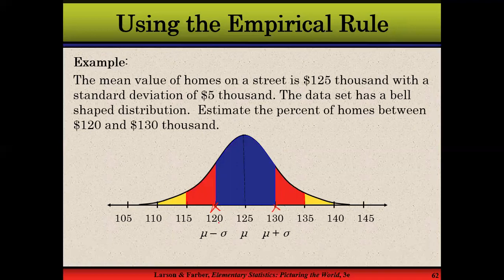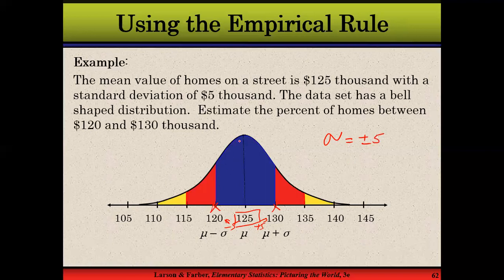And both of these values are only one standard deviation away from the mean. Why? Because the mean is 125,000 and the standard deviation is 5,000. If you add one standard deviation of 5,000, you get 130,000. If you deduct that, you get 120,000. So as I told you, standard deviation is always positive as well as negative.